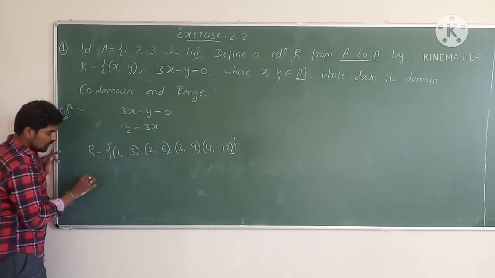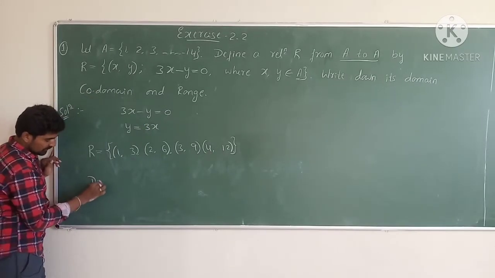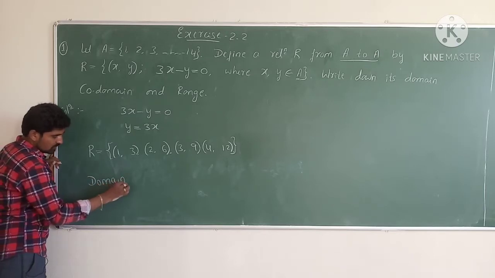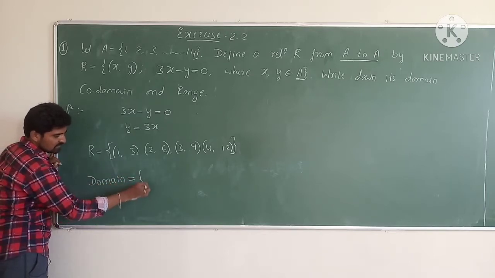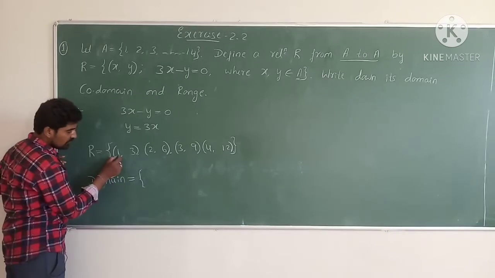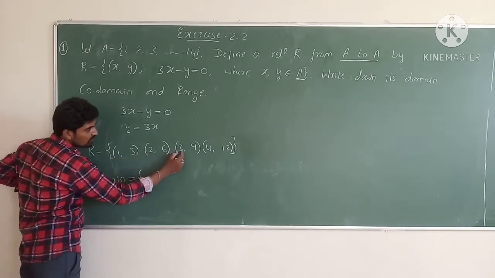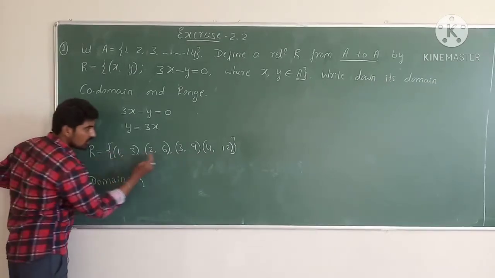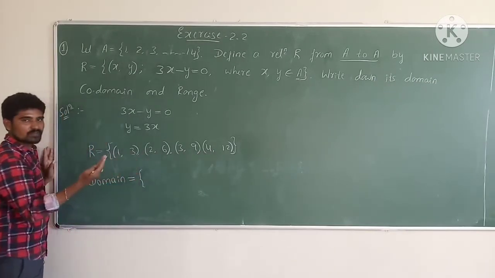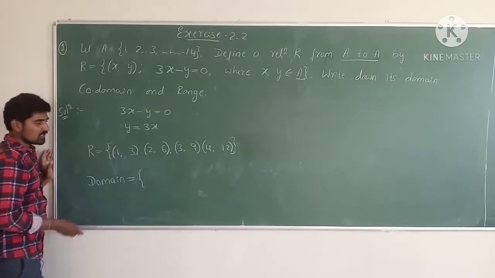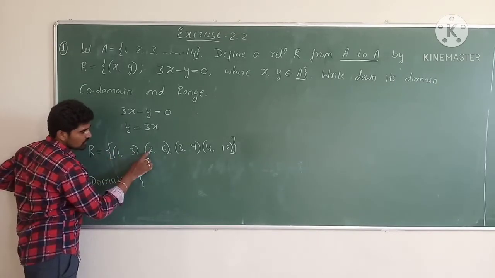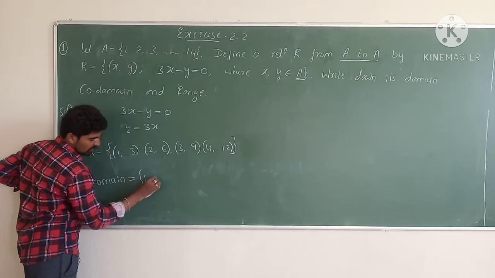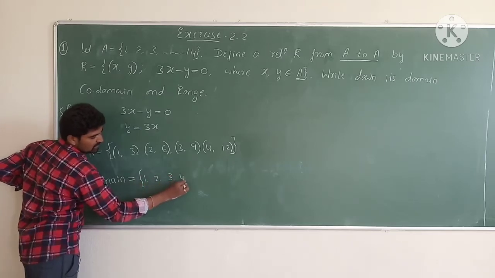Now what? Domain of the relation R. As you know, the domain of the relation R means the set of all first elements of the ordered pairs in the relation R. The first elements of the ordered pairs form the domain of the relation R. First elements are 1, 2, 3, 4. So the domain is 1, 2, 3 and 4.